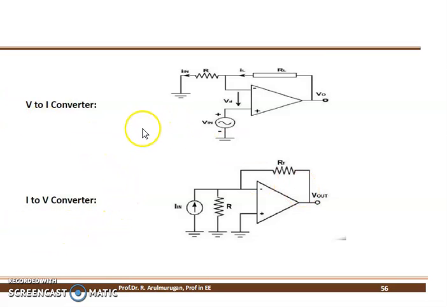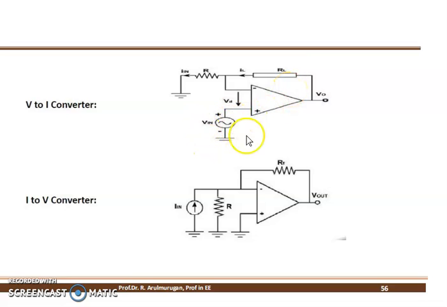So for the V to I converter, as usual, I am going to summarize it. About the circuit diagram, the output load is a floating type of load. Floating type of load means the output load is not directly connected to the ground. Instead, the output load is connected to the input terminal, followed by one resistance to ground. That's why it is called a floating type of load. This is point number one.